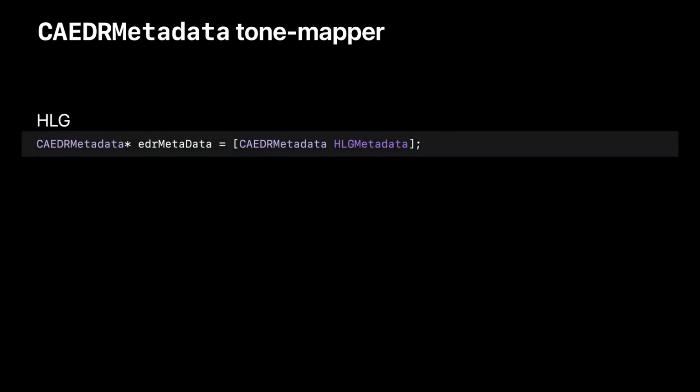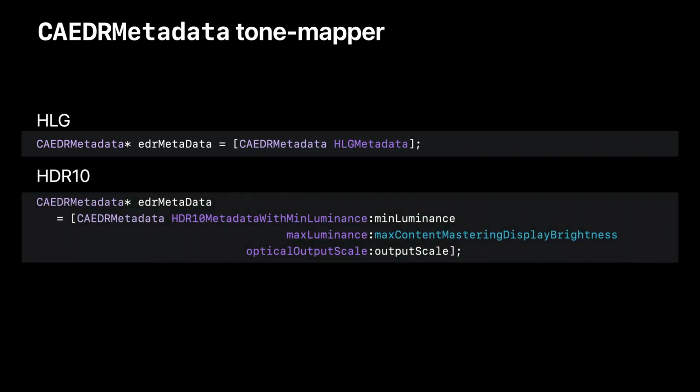This example demonstrates how to enable the system tone mapper by setting the EDR metadata attribute on your app's CAMetalLayer. A number of EDR metadata constructors are available. They are specific to the HDR video standard as well as the mastering information provided. Here we see the HLG metadata constructor, which takes no parameters. Next, we demonstrate one of the HDR10 constructors.